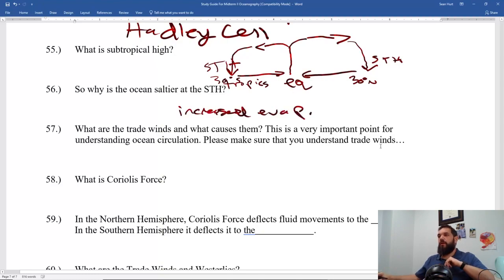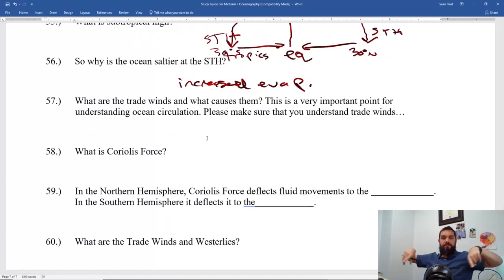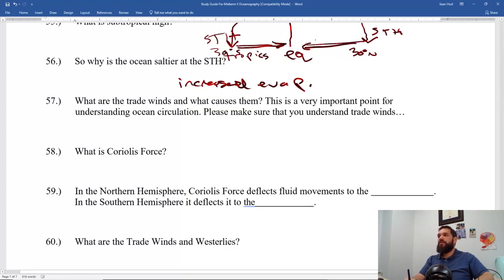Okay. What are the trade winds? What causes them? I already kind of explained this above, but basically you have the Hadley cell. The air is rising at the equator, at the ITCZ. It's going either north or south, and it's coming down at the STH on average around 30 degrees north and south. And from there, it travels back towards the equator to complete the cell, and that generates the trade winds.